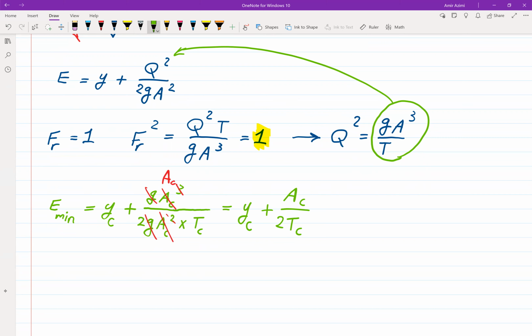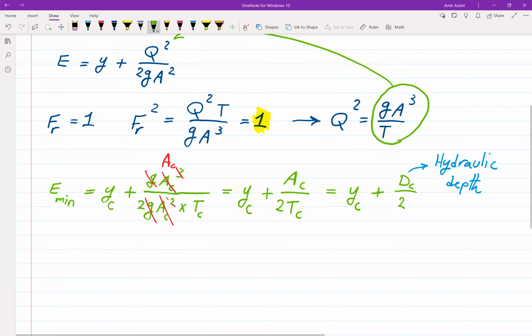We also know that area divided by top width is equal to hydraulic depth. So I can also write it down as YC plus DC divided by 2, where DC is hydraulic depth. So in any general cross section, you can also write down that the minimum energy is equal to critical depth plus half of the hydraulic depth.